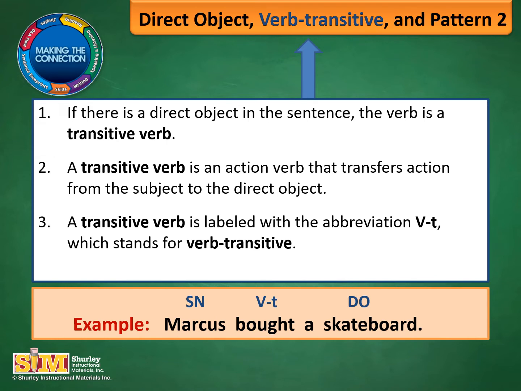Students will learn to label the verb as a transitive verb after locating and labeling the direct object in the sentence. A transitive verb is labeled with the abbreviation capital V hyphen lowercase t, which stands for verb-transitive. Once the core parts of the sentence have been identified, students will be able to hear complete sense. They will learn to continue labeling and classifying the other words in the sentence using the same order of operations they learned in Pattern 1.